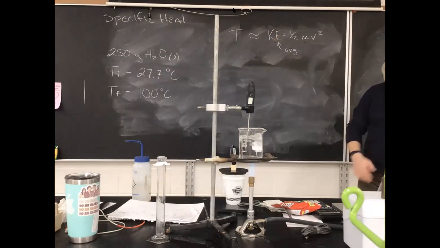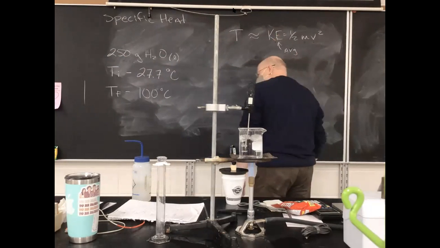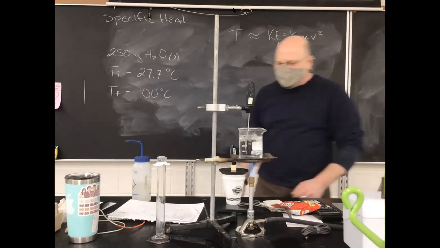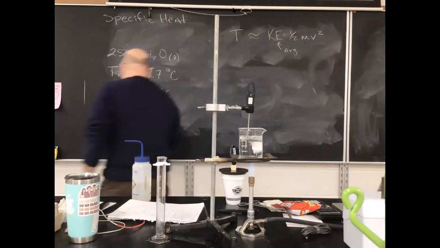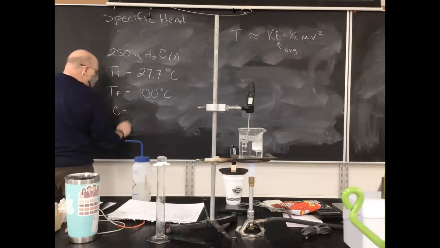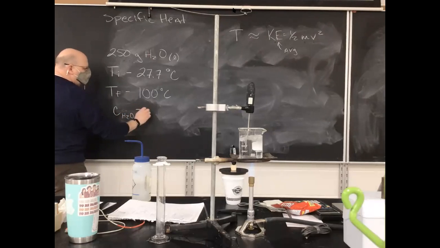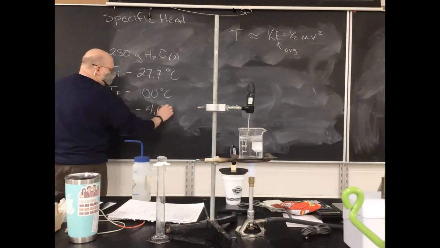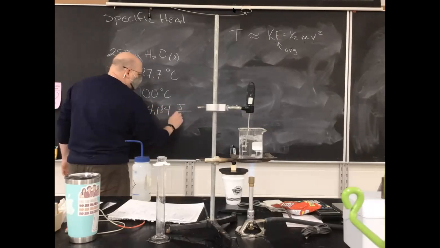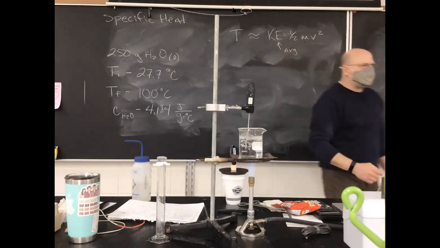Okay. So specific heat. There's a numerical value for it. In that document, they tell you the specific heat of water is 4.184 joules over grams degrees Celsius.